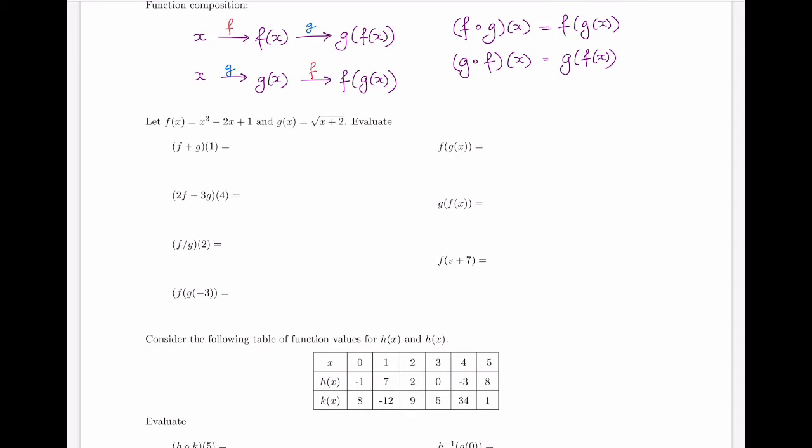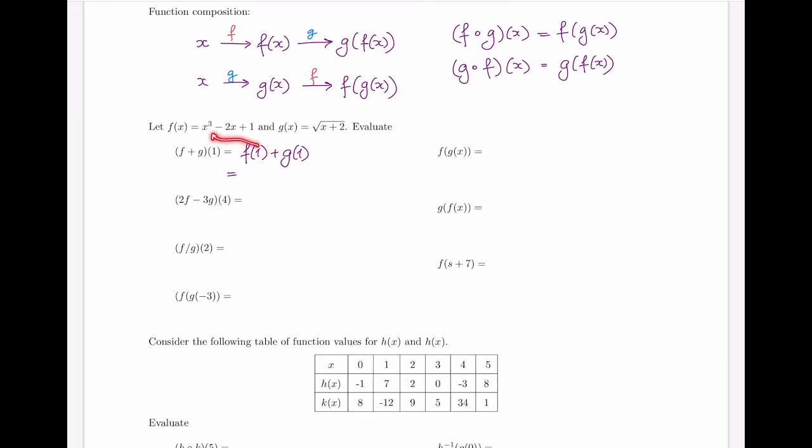So f plus g of 1 is the same as f of 1 plus g of 1. And now this I can compute by simply plugging in 1 into the function f and 1 into the function g. So 1 cubed minus 2 times 1 plus 1. This will be my function f of 1, plus g of 1, which will be square root of 1 plus 2.